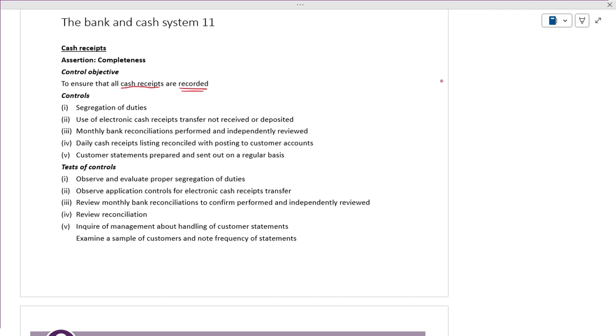Whether there is segregation of duties, transfers, use of electronic cash receipts, transfers not received or deposited. Monthly bank reconciliation performed and reviewed is the same thing; the process does not change much. Daily cash receipts reconciled with customer accounts, and customer statements prepared and sent on a regular basis.